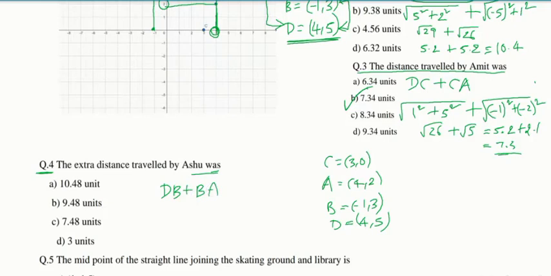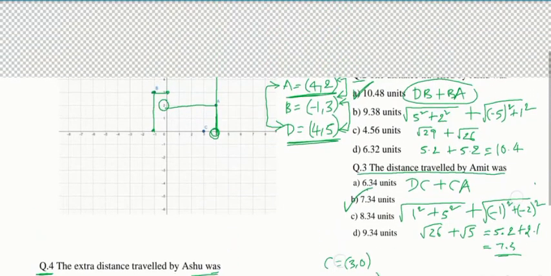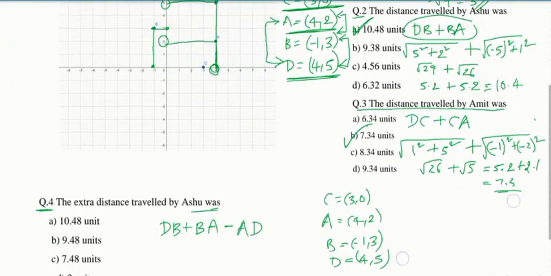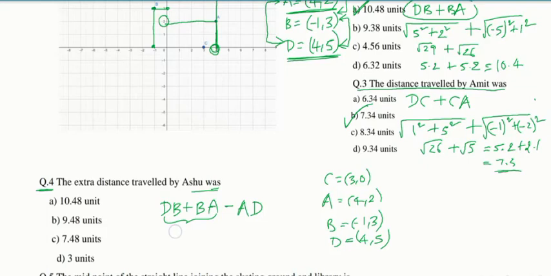Actually she has to go to school from home directly. So that is nothing but the direct distance AD. So this already we have found, that is nothing but 10.48. This we have found in problem 1, that is 3 units. So both if you subtract means 7.48 you will get. So which is option C.